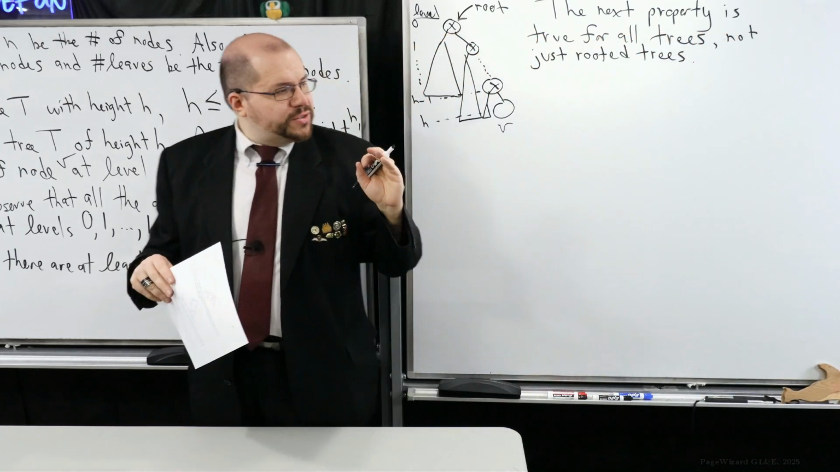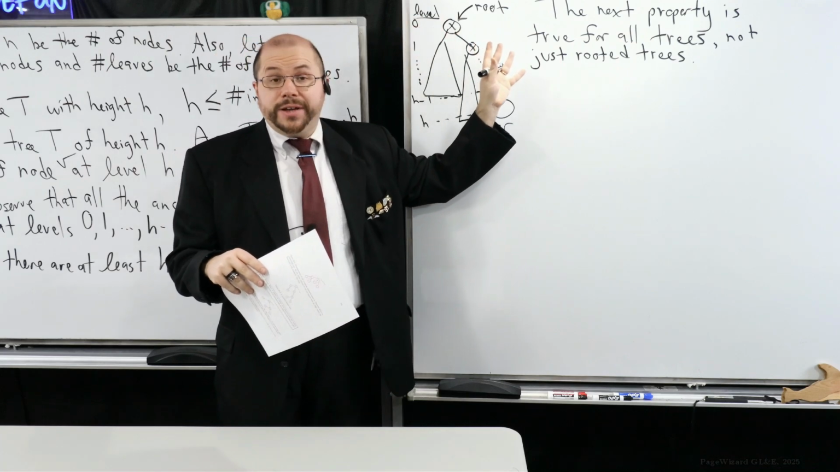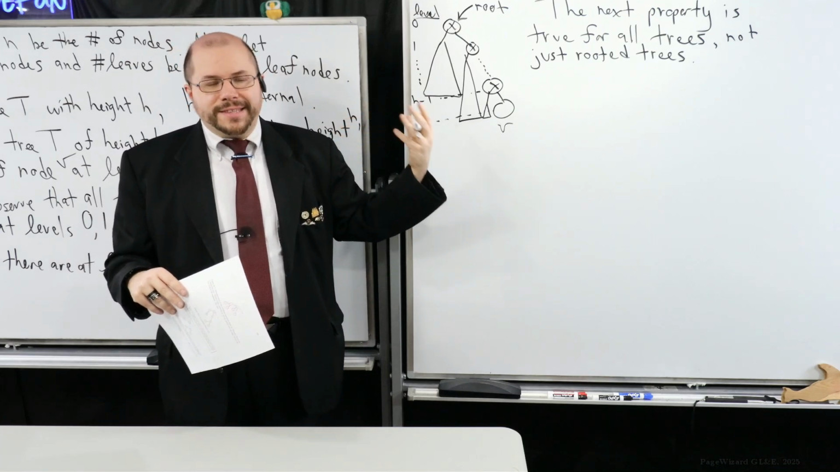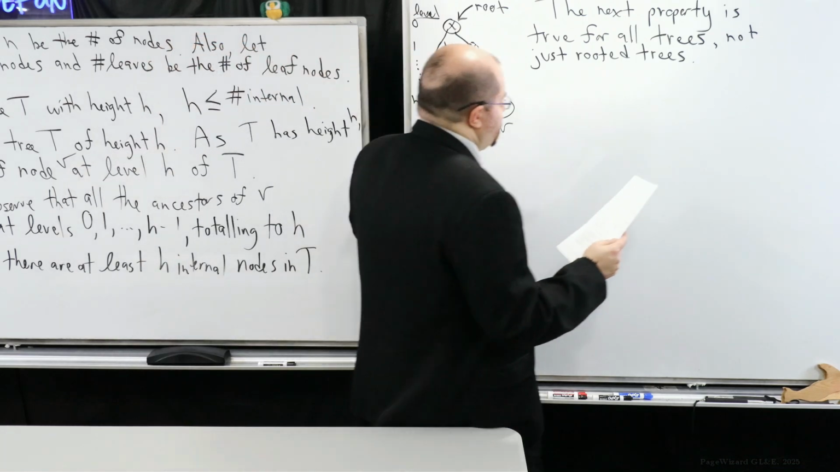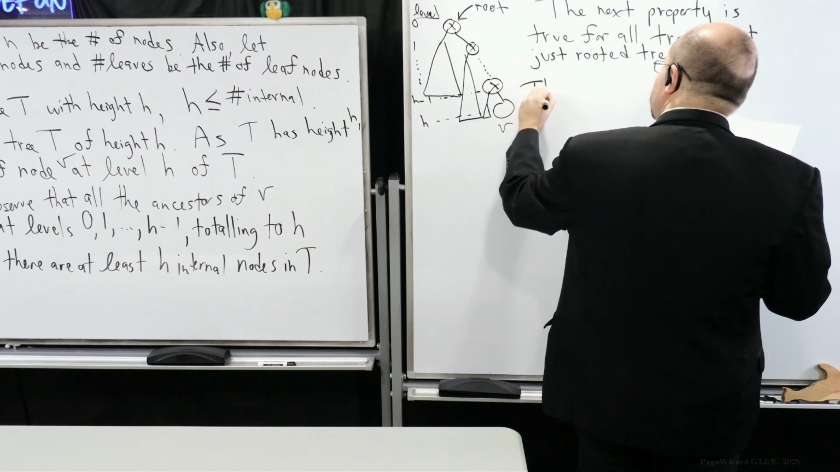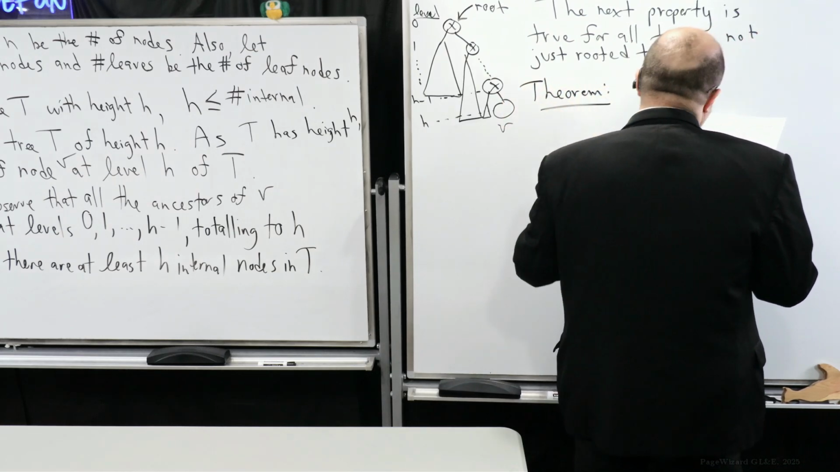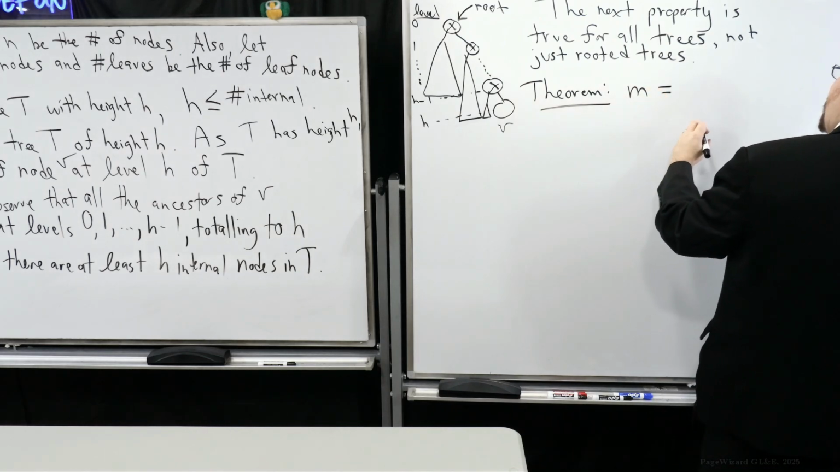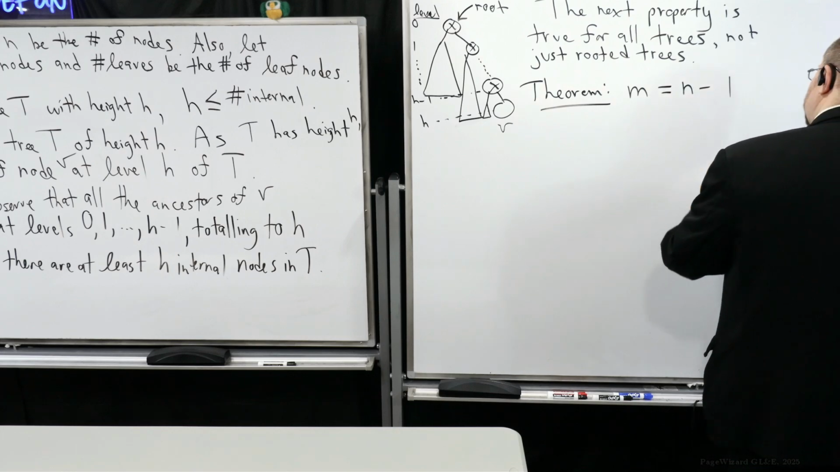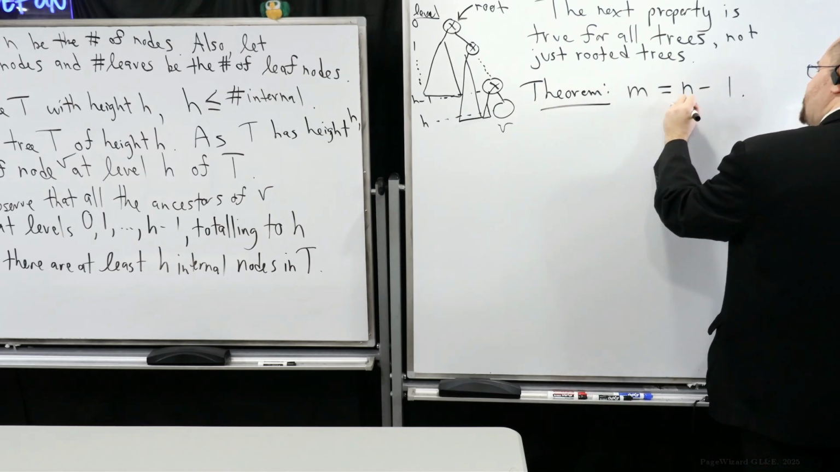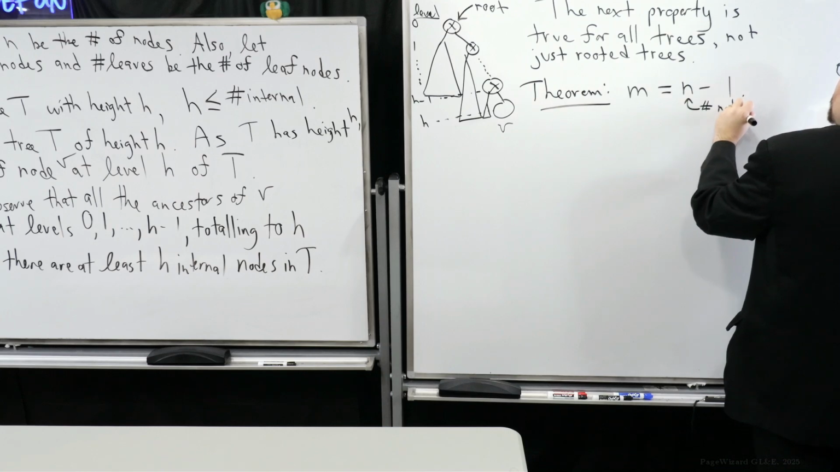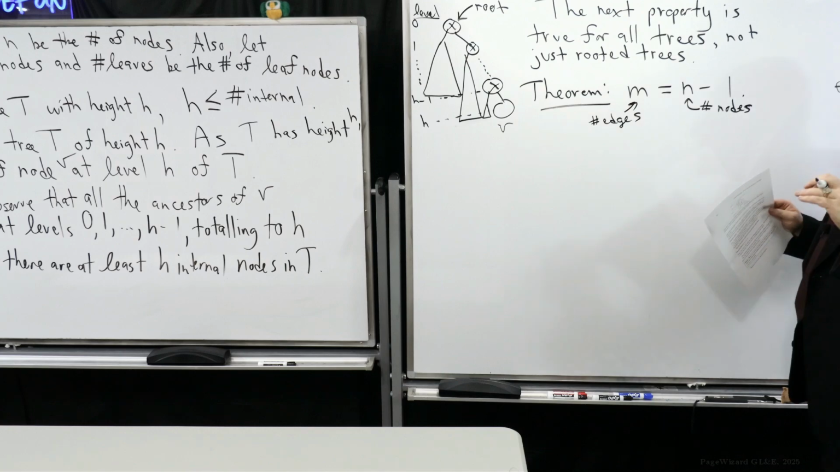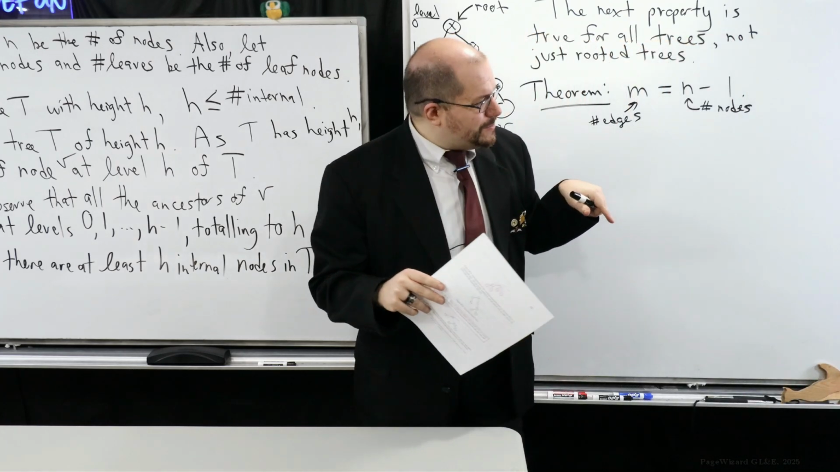So next, what we're going to do is prove a property that's true for any tree, not just rooted trees. But you're going to find that thinking about it as a rooted tree helps us think about how we could prove this claim. So here's the theorem: for any tree, the number of edges is always going to be equal to n minus 1, where n is the number of nodes. So this is the number of nodes, and this is the number of edges. So it always has to be that the number of edges is one less than the number of nodes.